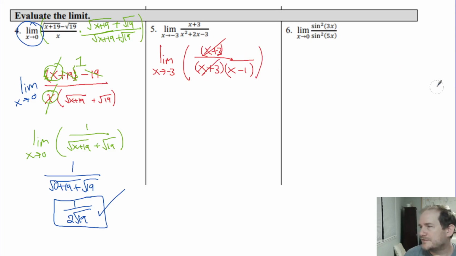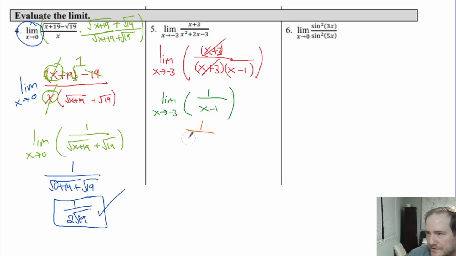So you now have a new limit expression where you're taking the limit as x approaches -3 of 1 over x minus 1. And this guy doesn't equal 0 over 0 when you plug in anymore. So go ahead and do the plugging in. This will be 1 over negative 3 take away 1, which is 1 over negative 4, which is negative 1/4.